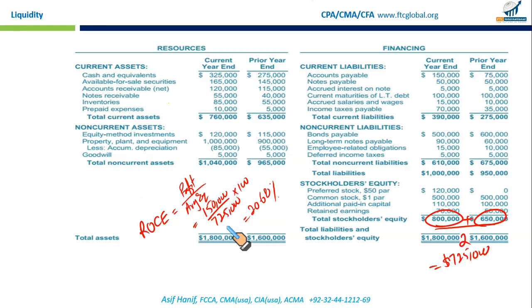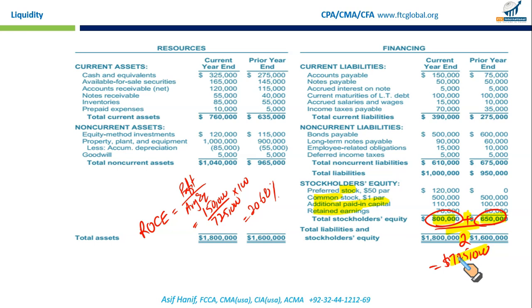Let me show you how. Here we go. We have stockholders' equity opening plus closing divided by 2. This is the average equity. And equity includes your common stock, preferred stock, additional paid-in capital, which is an equivalent term for share premium, and retained earnings. So total stockholders' equity or shareholders' equity opening plus closing over 2. 725 is the average equity.